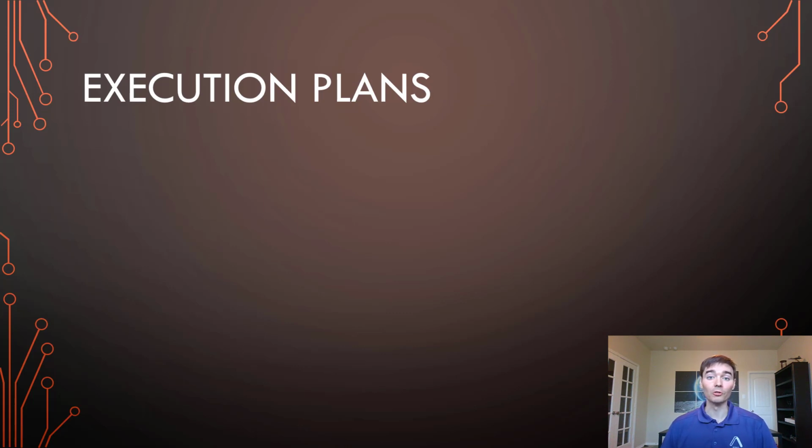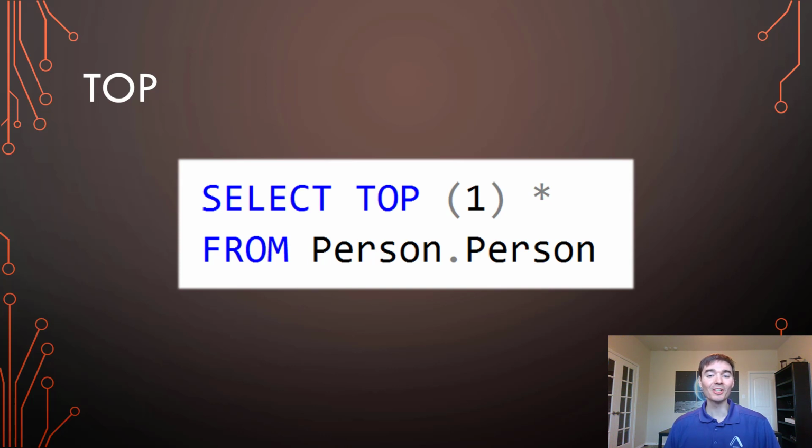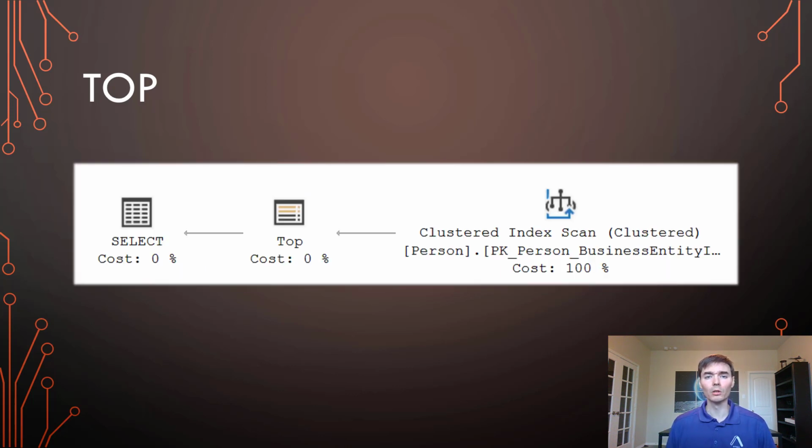Now we can actually get into execution plans. And I want to start with some common operators. Why not start at the top? Let's look at the top operator. The top operator only passes through a certain number of rows. In this case, here's an example query. Select top one from person.person. If we were to look at an execution plan for that, we see the top operator. It will only, in this case, pass through one row.